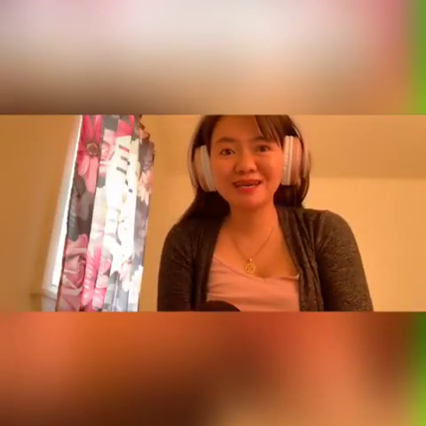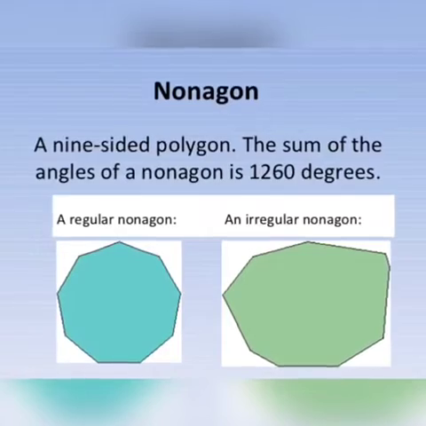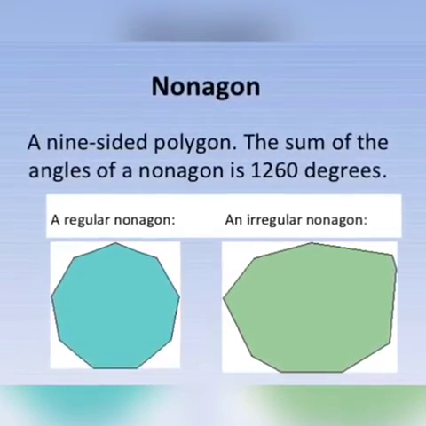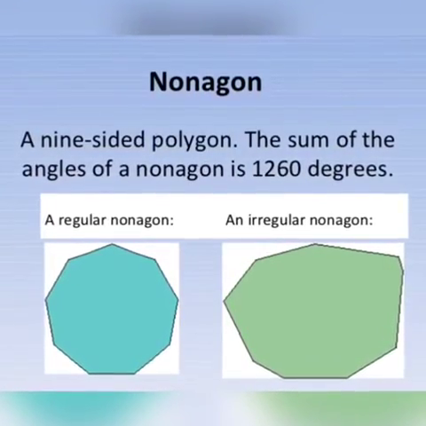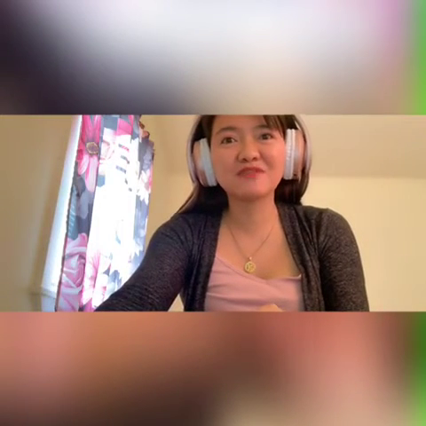Coming right up is nonagon. A nonagon is a nine-sided polygon. The sum of the angles of a nonagon is 1260 degrees. Next is decagon. Decagon is a 10-sided polygon. The sum of the angles of a decagon is 1440 degrees.